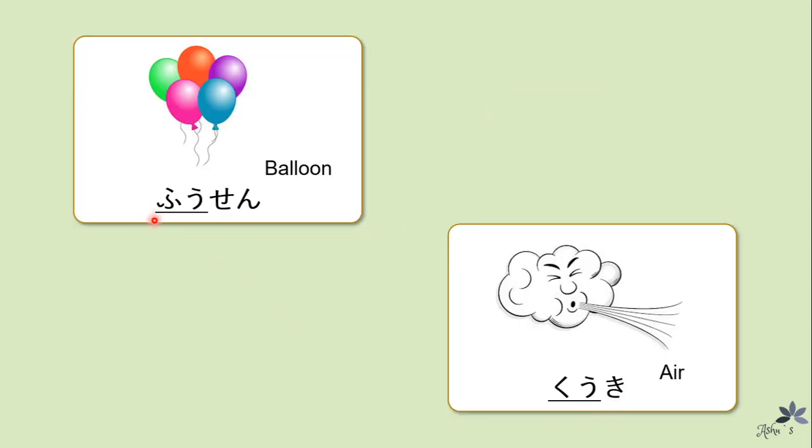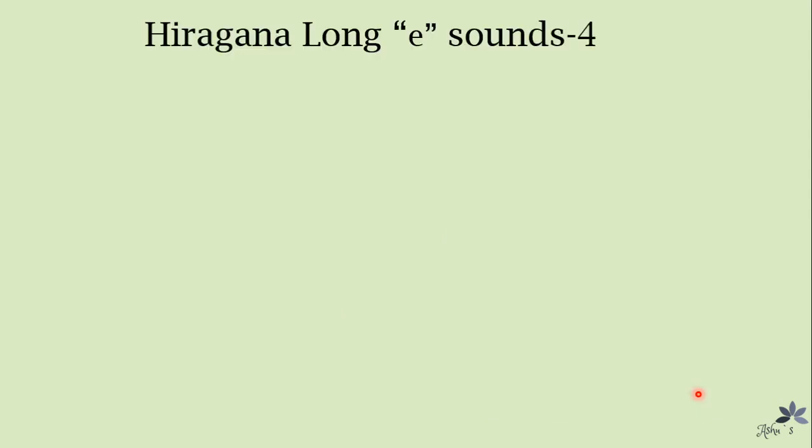Let's go with some examples. Here I have fusen, fusen, which means balloon. Kuuki, kuuki, which means air. Now let's go with the next long E sounds.